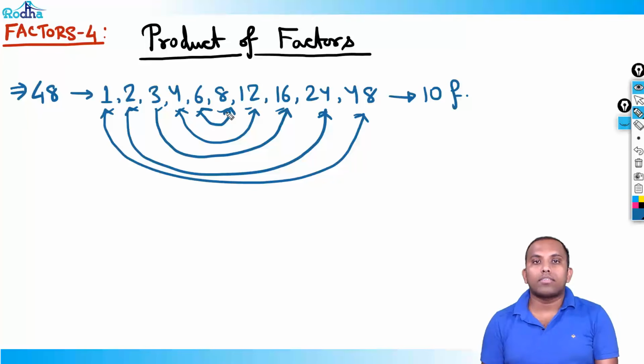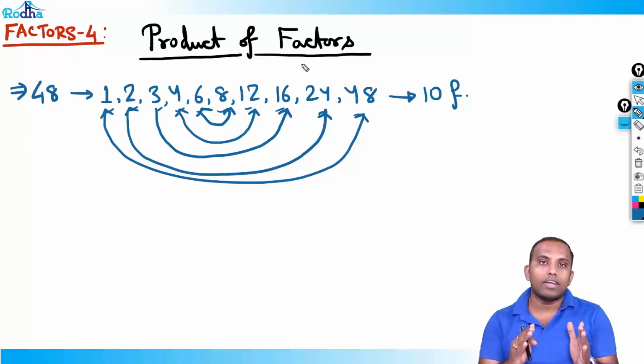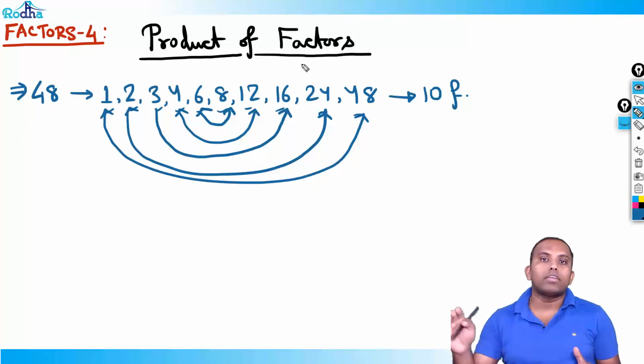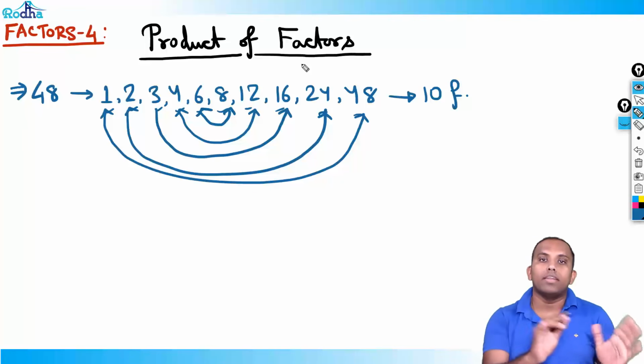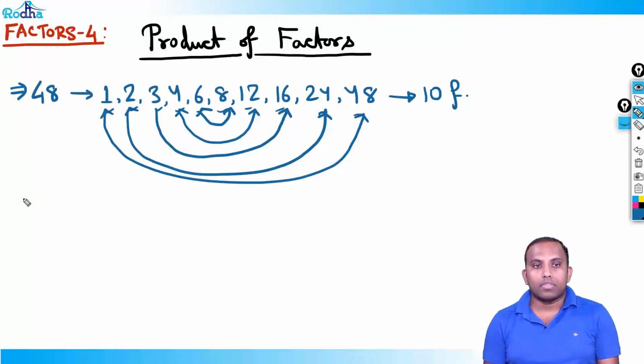This is a property of any number. When you list down all the factors in ascending order for any number, the product of first and last, second and second last, third and third last, like this, whatever the number of factors, this product will always give me the original number.